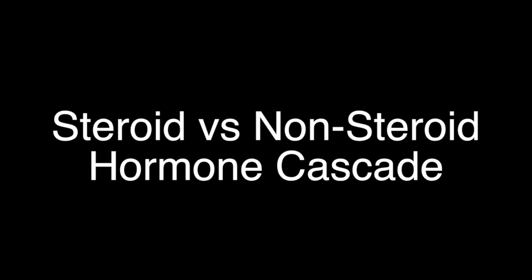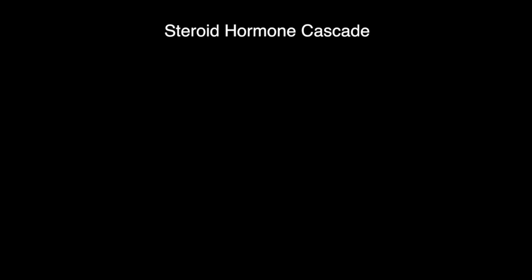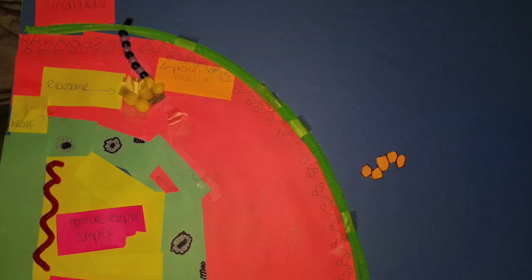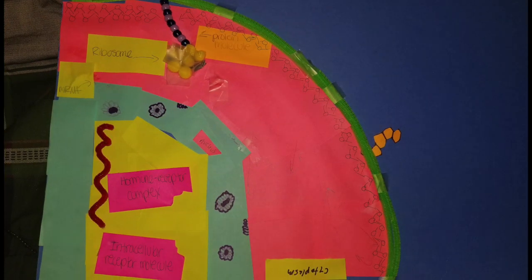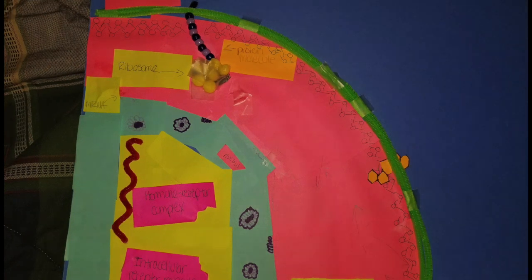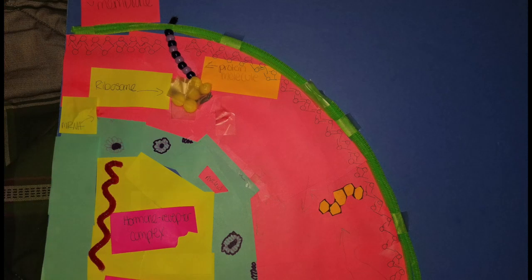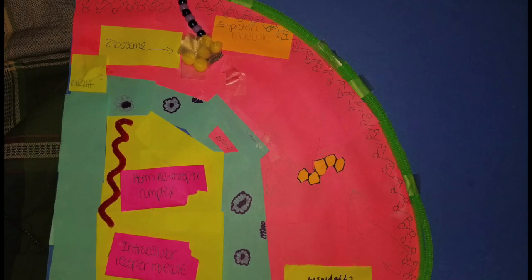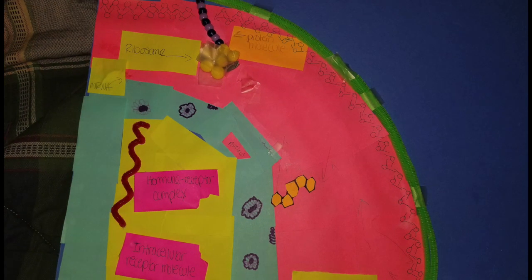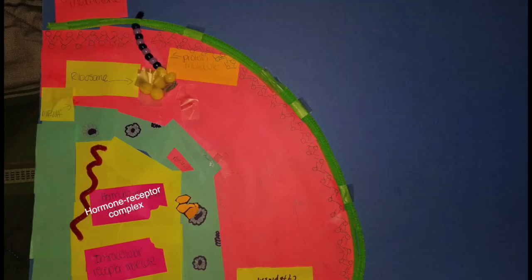So today we're comparing steroid versus non-steroid hormone cascades, and some examples of steroids are progesterone, estrogen, and testosterone. These are nonpolar, which means they can come right through the cell membrane and go into the cytoplasm. Once they get into the cytoplasm, they don't really do that much in there during the cascade. When they're dealing with signaling, they go right into the nucleus through the nuclear membrane, through little pores.